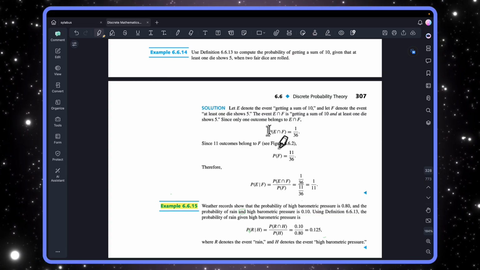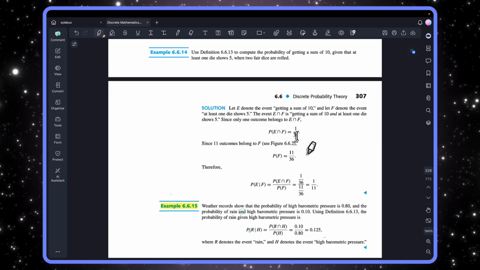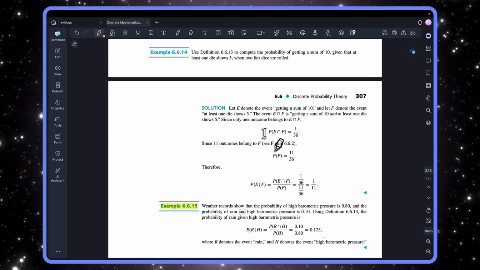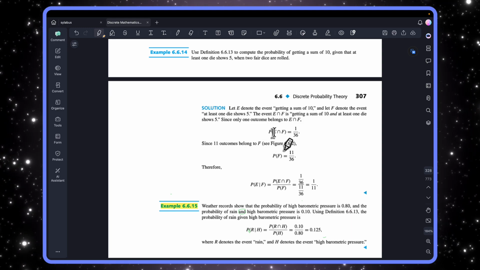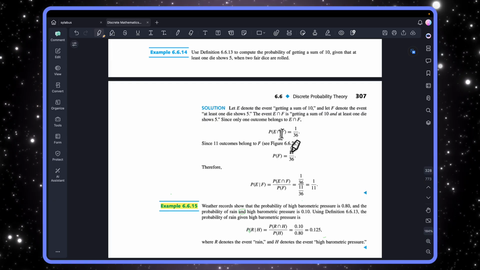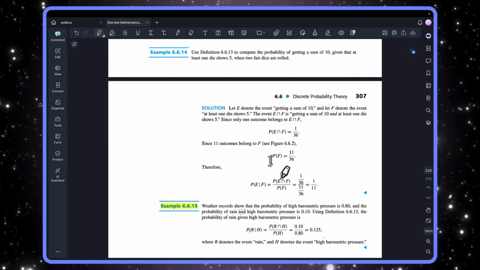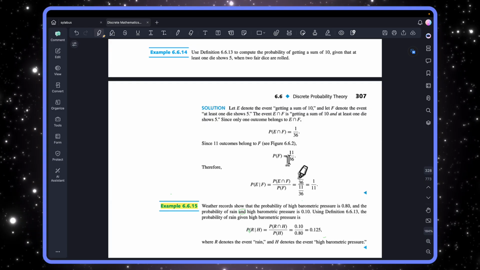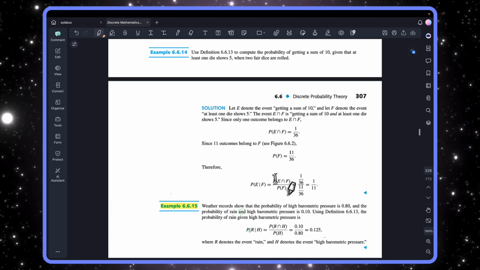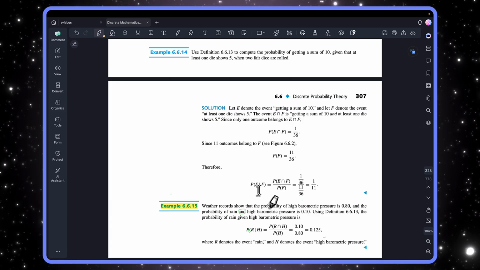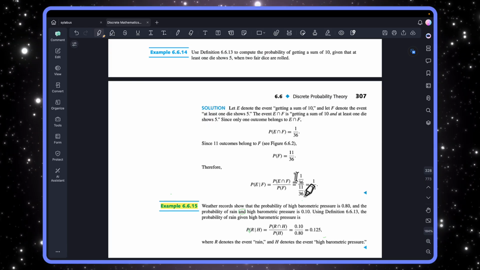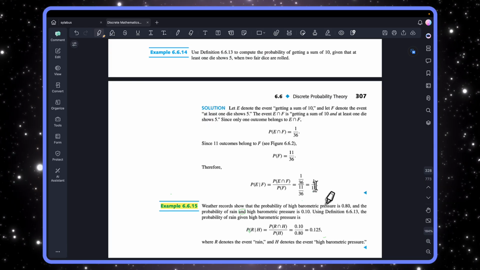So if you look at that, the probability of E intersected with F is 1/36, because there's only one choice. If we know that we have a 5, there's only one, 5 plus 5. So since 11 outcomes belong to F, we know that the probability of F is 11/36. So to reconfirm our intuition with the example, the probability of getting 10, if you know that you have a 5, is you take 1/36 divided by 11/36 and you get 1/11.